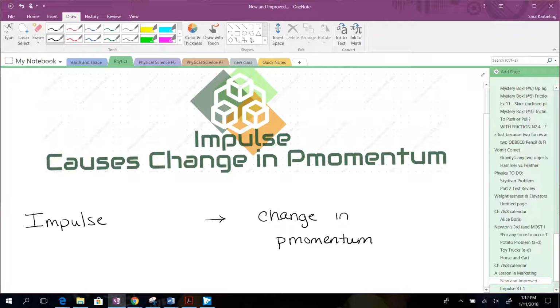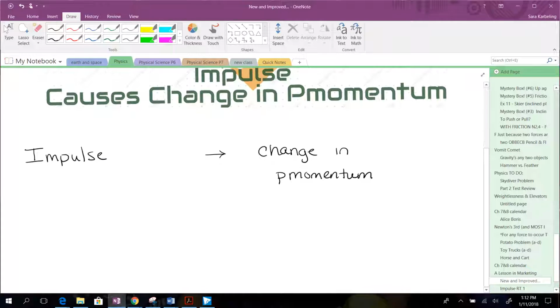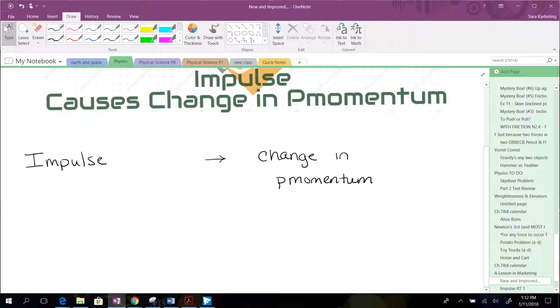So impulse causes a change in momentum. Impulse causes a change in momentum. So the first thing you need to know is what in the world impulse is. Let's start with impulse because that's the first one. We'll get to momentum. We'll do them both today, I promise.